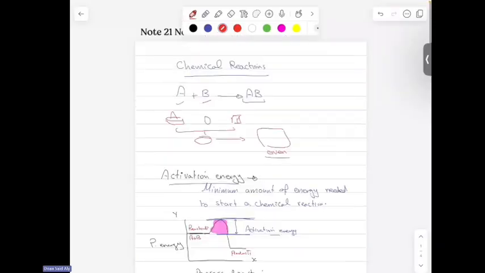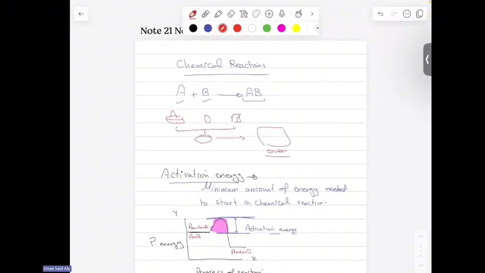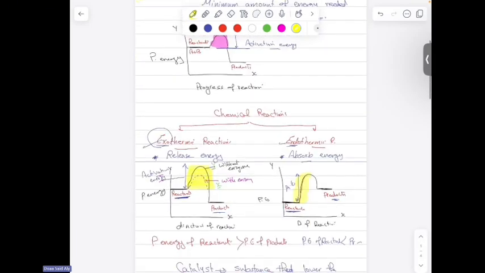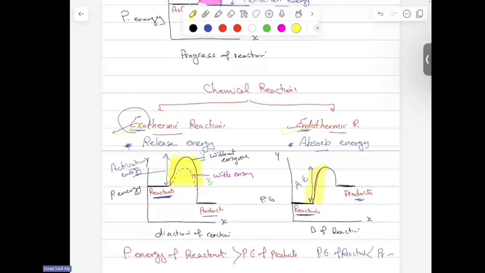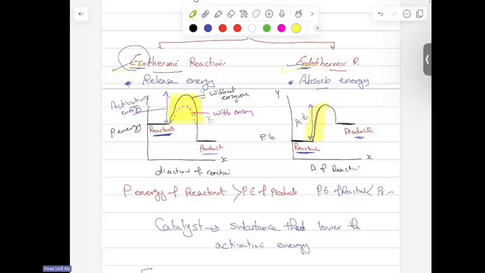Just to summarize the first lesson quickly, you have to know the meaning of activation energy: the minimum amount of energy needed to start a chemical reaction. You should know the main kinds of chemical reactions, the exothermic and the endothermic. Exothermic releases energy, endothermic absorbs energy. Also, you have to understand the graph, and know how to label this curve.